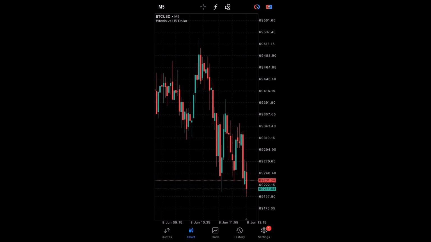Today I want to treat us on how to place trade using our MT5. Placing trade using MT5 could be carried out in three major different forms: either on market execution, on buy limit, or on sell limit. Let's practice market execution.